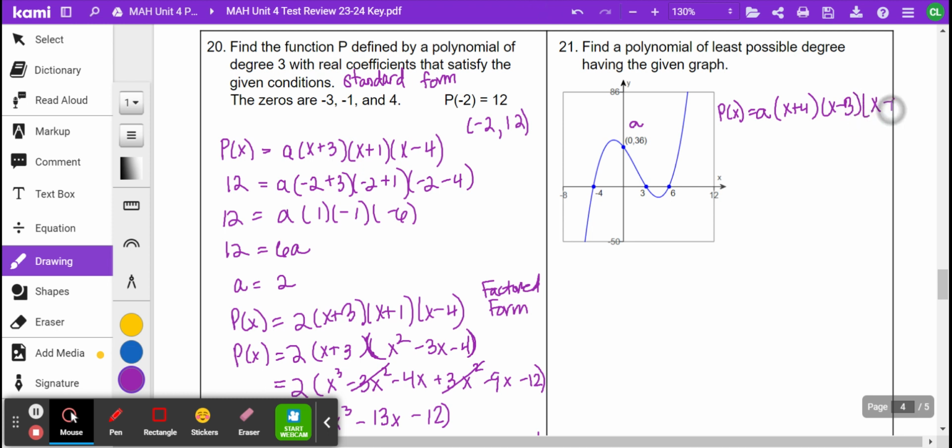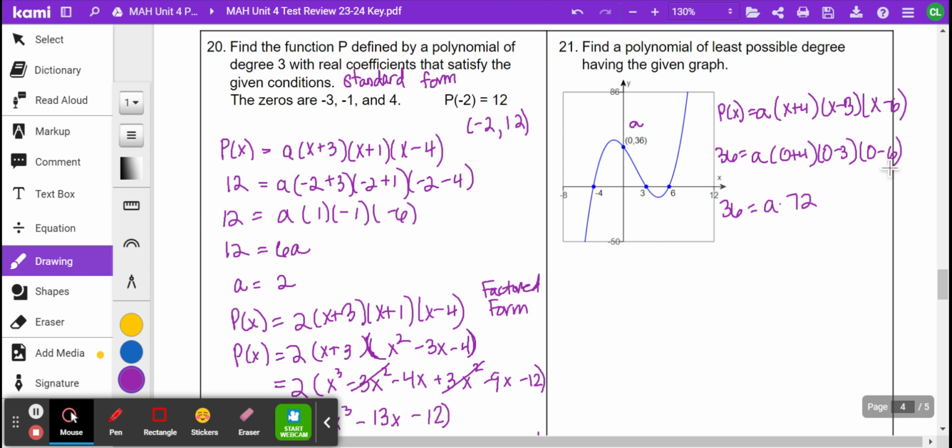And that's X plus 4, X minus 3, and X minus 6. So the first thing I want you to do is pause the video and find A. Go ahead and do that, and then check to see once you're done. All right, when I plugged in 0, I got 4 times negative 3, that's negative 12.